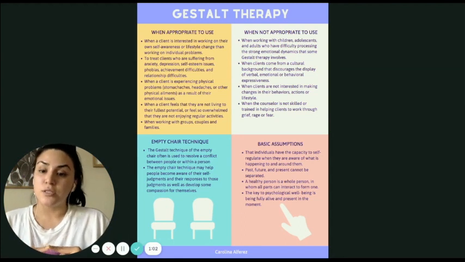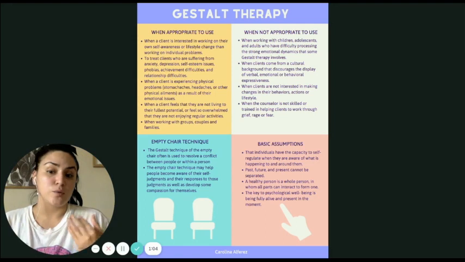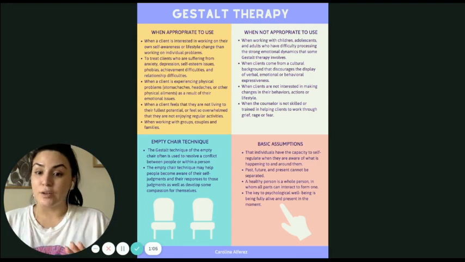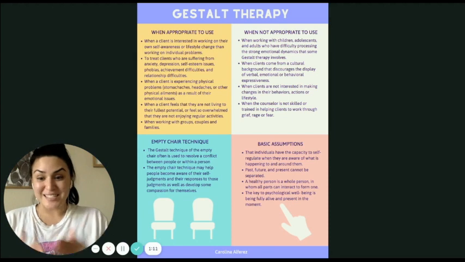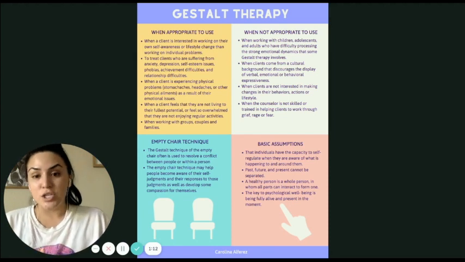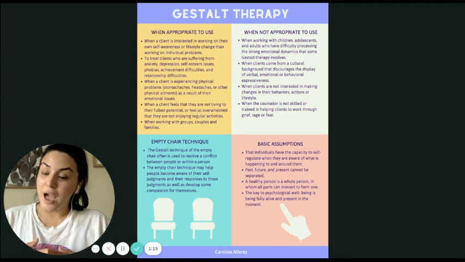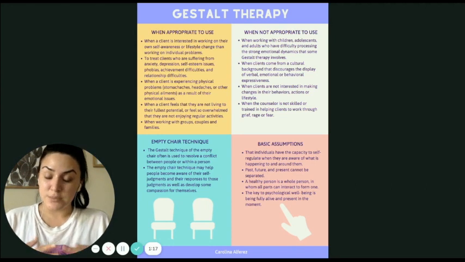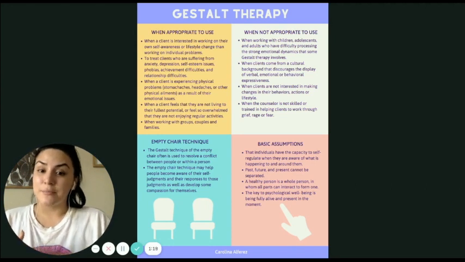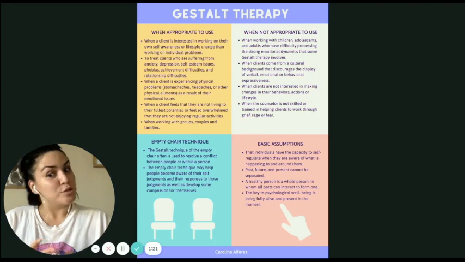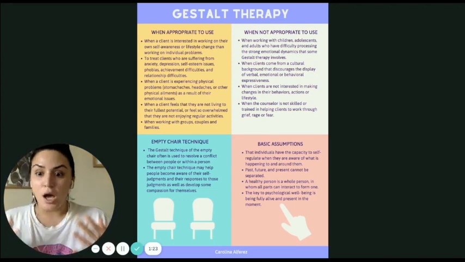Some of those examples are when a client is interested in working on their own self-awareness or a lifestyle change, to work on individual problems, to treat clients who are suffering from anxiety, depression, self-esteem issues, phobias, etc. Also, when a client is experiencing physical problems like stomach aches and headaches that can be related to some sort of stress-causing issue.